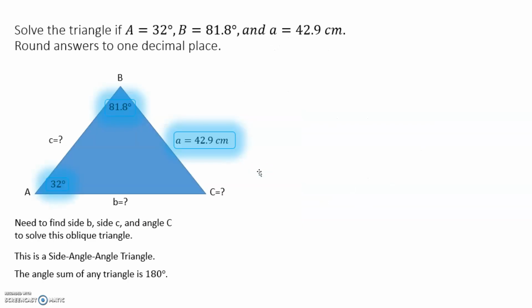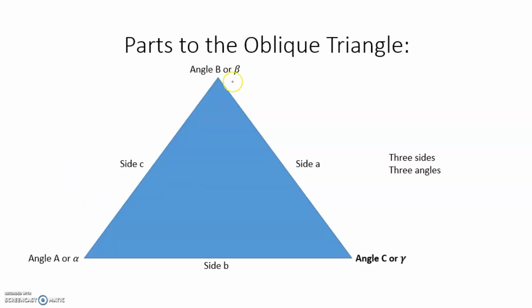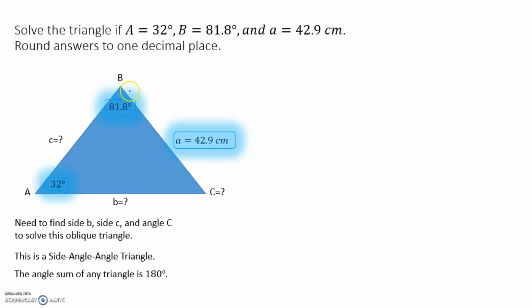Okay, so here's the first problem. Solve the triangle if angle A is 32, angle B is 81.8, and side a is 42.9. Now we were in this triangle right here. We had angle B, opposite that is going to be side b. Angle A, opposite that, side a. Angle C, opposite that, side c. So if we just label our triangle ABC, there's 32, there's 81.8, and then straight across from A, there's my side a.